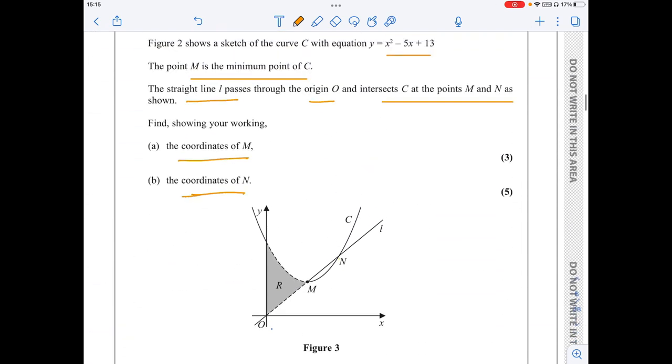Part B: find the coordinates of N. For that we need to know the equation of line L. L is passing through the origin and passing through point M.